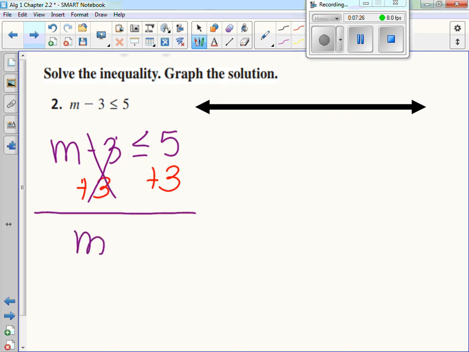So we have m by itself is less than or equal to 5 plus 3. So we're saying m is less than or equal to 8. On our number line, we would put 8. The circle, would it be open or closed? Now, would we shade to the right or to the left? To the left, because we want the values of m that are less than or equal to 8.